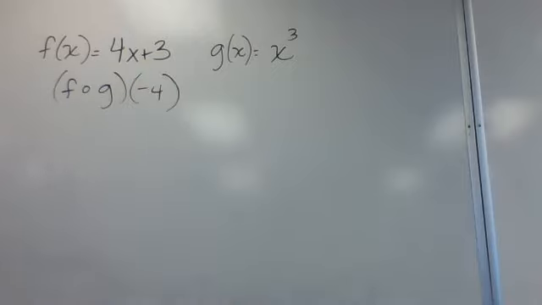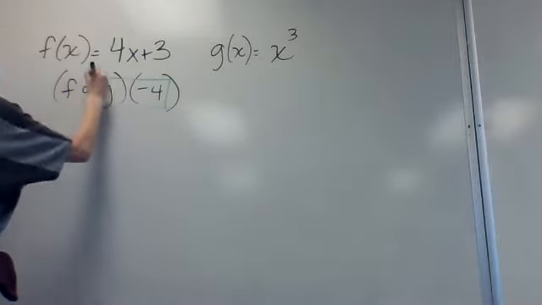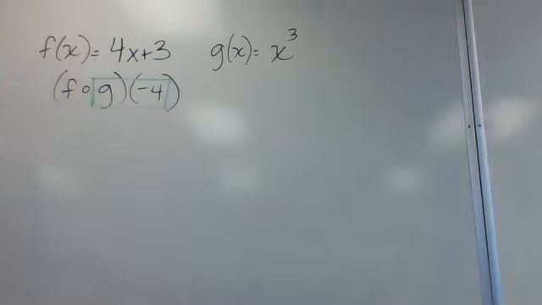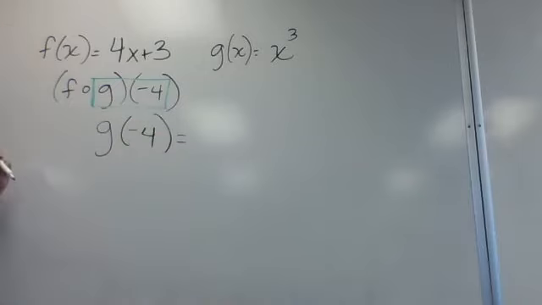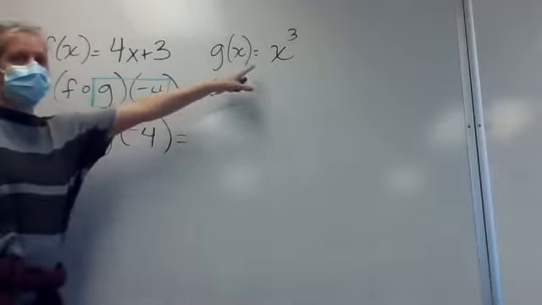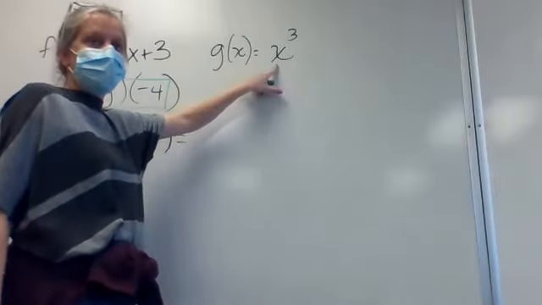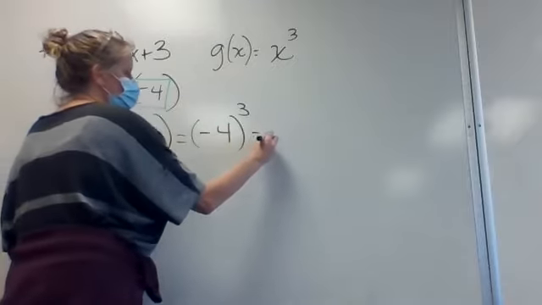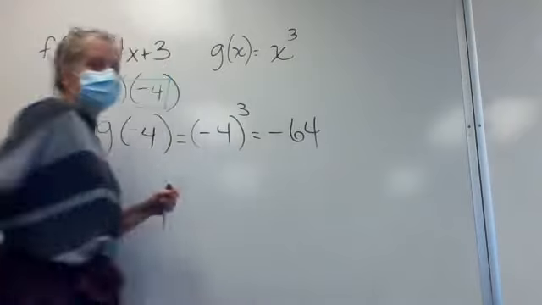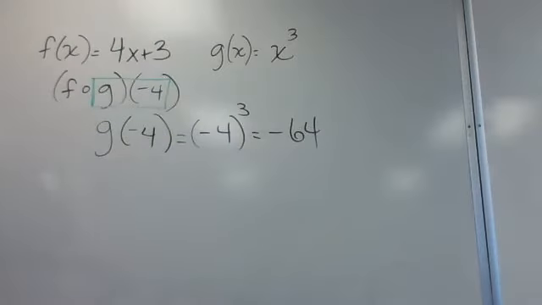So remember, when you're finding composition of functions, what is in that position is what you find first. So I'm finding g of negative 4, which just means go to g, replace its x with negative 4. So if I do that, I have negative 4 to the 3rd, which gives me negative 64.